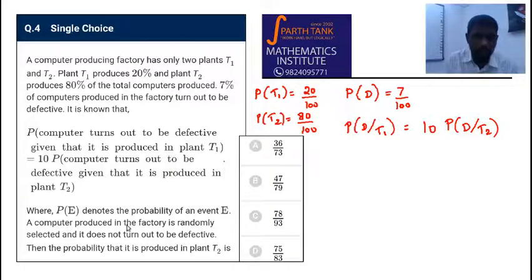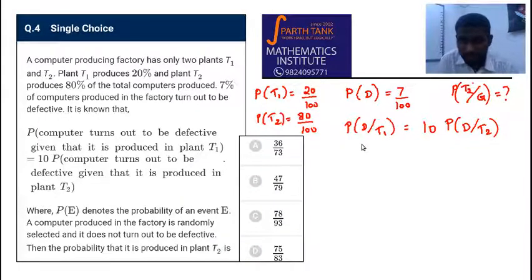A computer produced in the factory is randomly selected and it does not turn out to be defective. Then the probability that it is produced in plant T2 is... So you have a good computer. Let us say basically they found that a computer is good. We need, what is the probability that it was produced in T2? That is, probability that it was produced in T2 given that it is good is how much? Okay, interesting question. So let's see how to go about this.